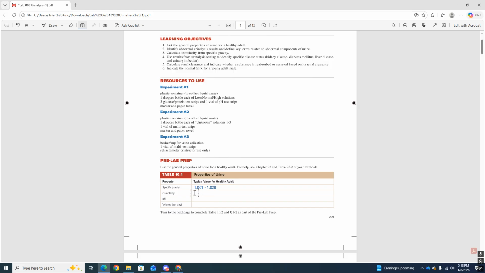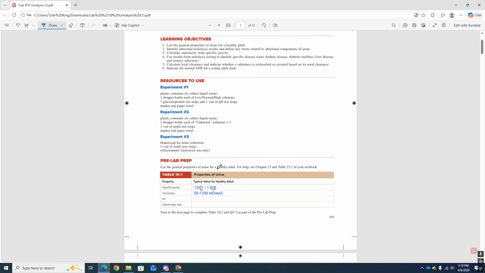And then we have the osmolarity, guys. This number roughly runs from about 50 to about 1,200 milliosmoles per liter. And remember the calculation to get this: you take the last 2 numbers of the specific gravity, so for example 1.028, take the 28, and multiply that by 40, and that gets you roughly your osmolarity value. We'll talk about that calculation in experiment 1 very briefly.